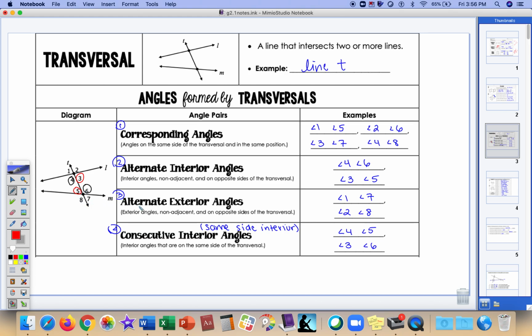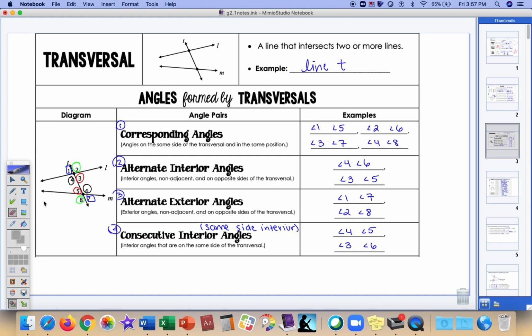And then there's the same thing, only on the exterior: alternate exterior angles. So we have 2 and 8. They're on alternate sides of the transversal, and they're both on the exterior of the lines. And then there is 1 and 7, and again, they are on alternate sides of the transversal, but they're on the exterior.